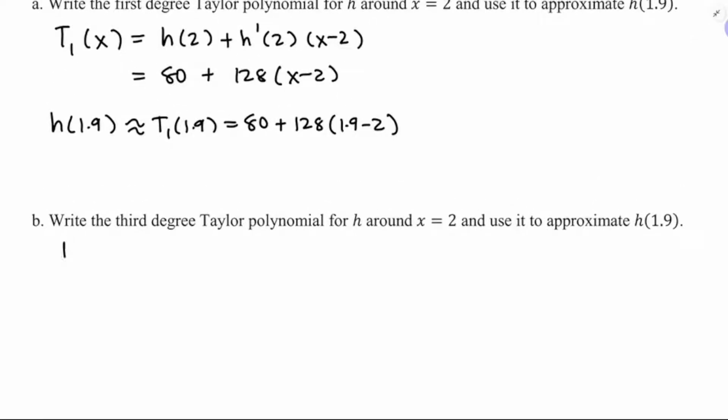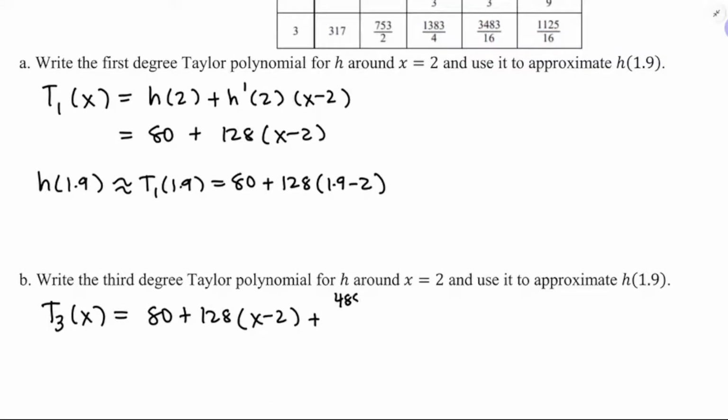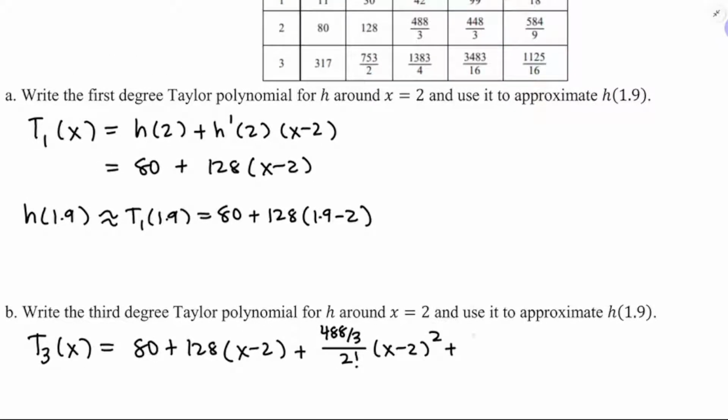Okay, so the third degree Taylor polynomial will be the same 80 plus 128 times x minus 2. Then I'll get the second derivative, 488 over 3, divided by 2 factorial, which is 2, times x minus 2 squared, and I'm going to need the next one, which is 448 over 3. I think I'd probably prefer to just write it like this, times x minus 2 to the third, and there we've got our polynomial.